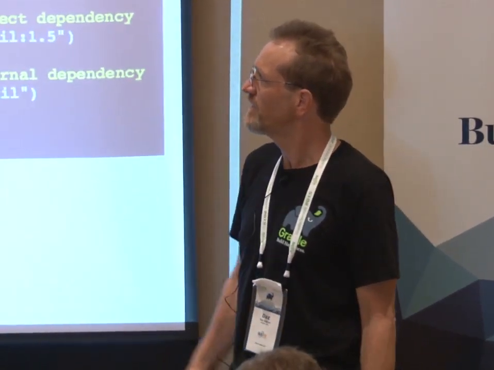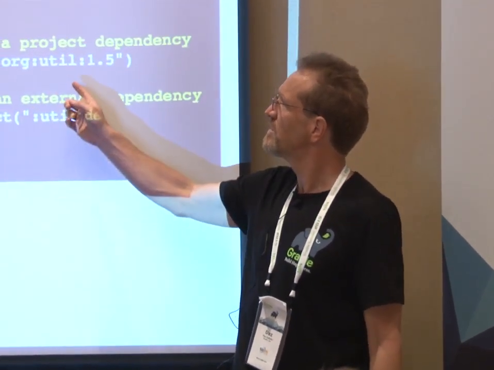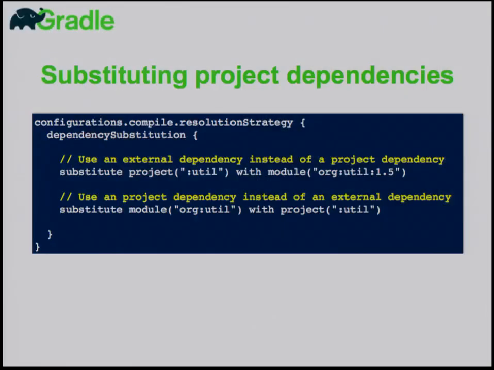So that's substituting module dependencies, effectively replacing what we can do in dependency resolve rules now. Very similar story for project dependencies. So we can now say substitute the util project with a particular version of a module dependency. This is something you couldn't do before. The only way you could do this before was to actually go in and find that project dependency and change it in your build script, or use some sort of custom DSL.